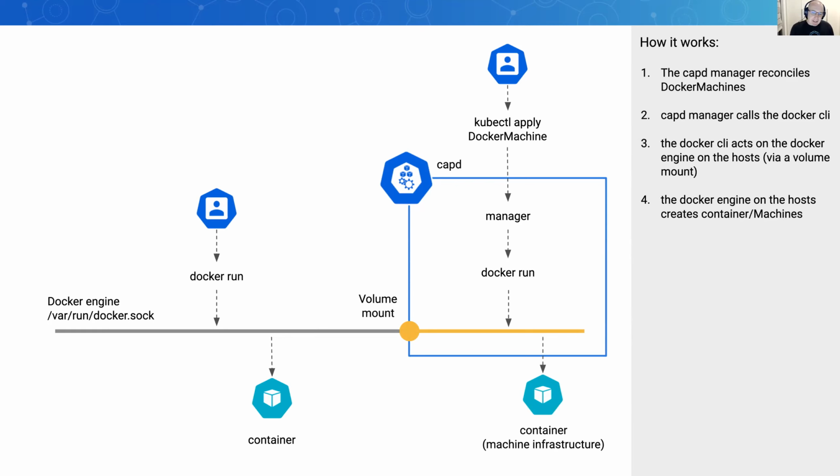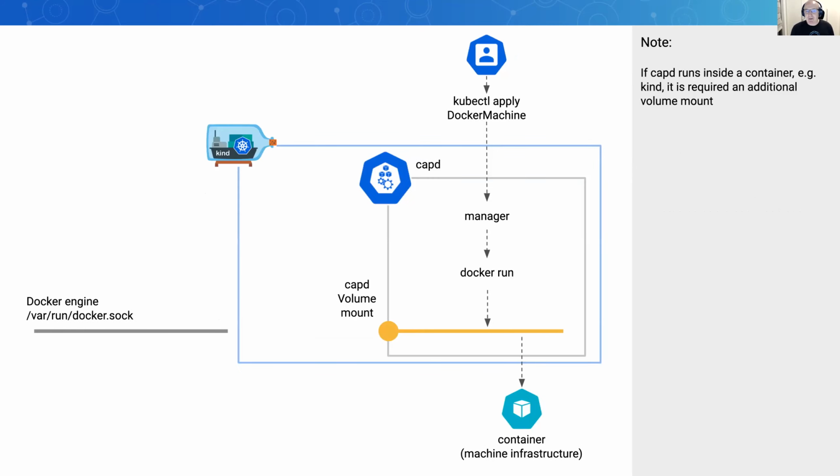Usually things are a little bit more complicated because it happens that we use kind to run CAPD. That means that we are running CAPD, which is a container inside another container. And in order to solve this, basically what we need is a kind mount, a kind volume mount.